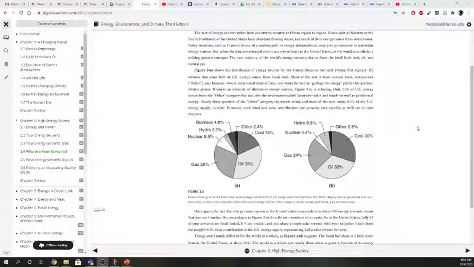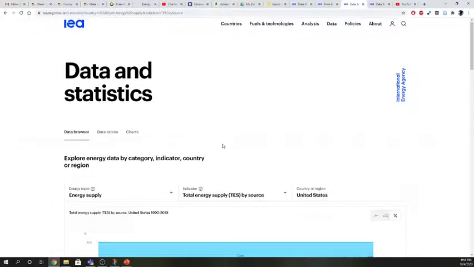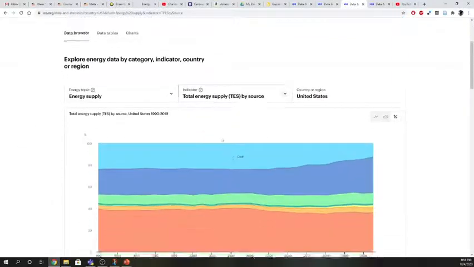Figure 2.6 in the textbook has these pie charts that show the breakdown of where the energy sources are for the United States and for the world. And you can see those breakdowns and read about them in the textbook. Another source of that information is from the IEA, and so that's linked in the Moodle course.